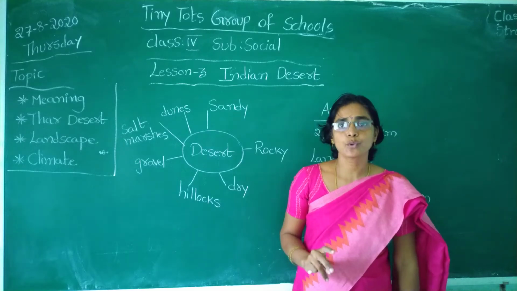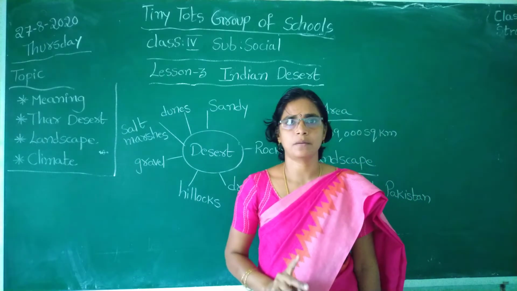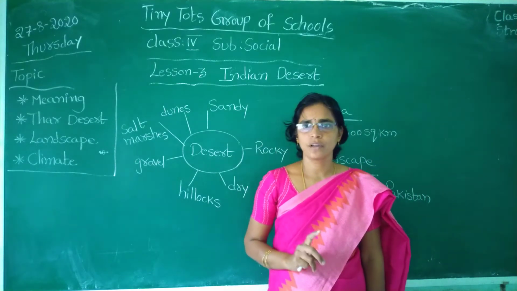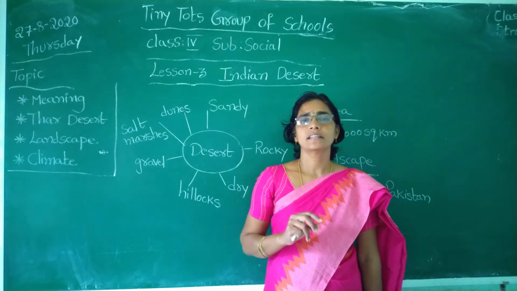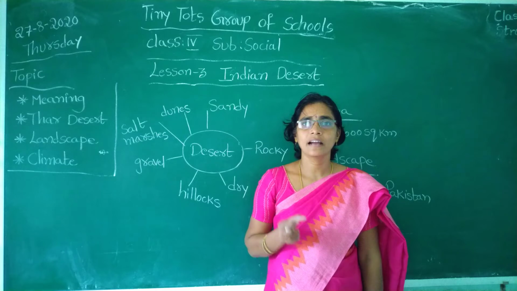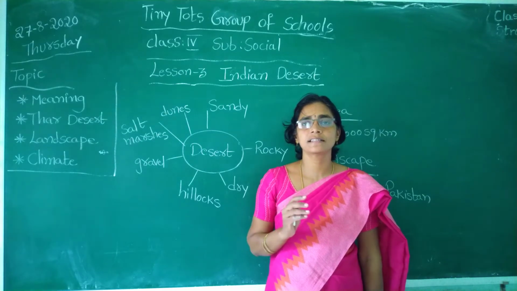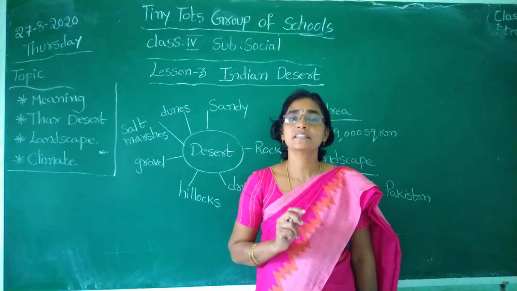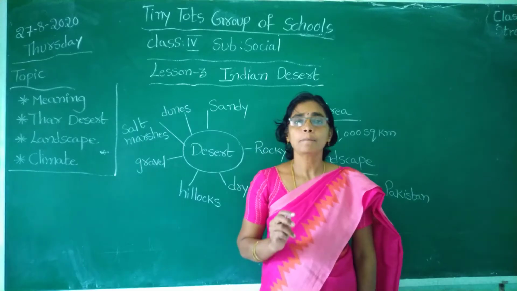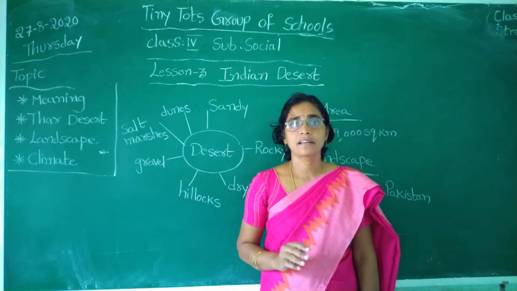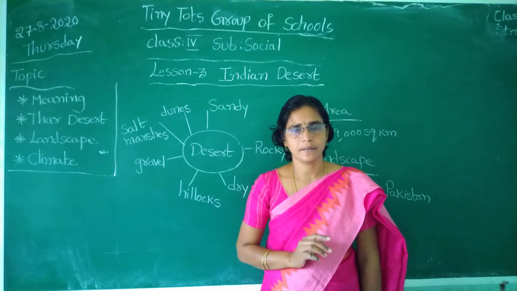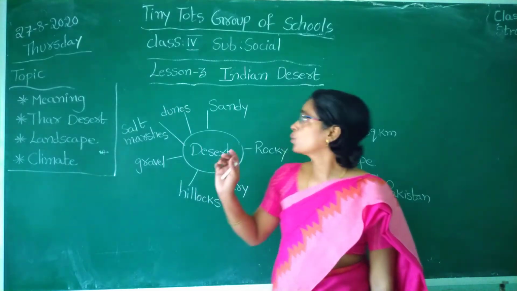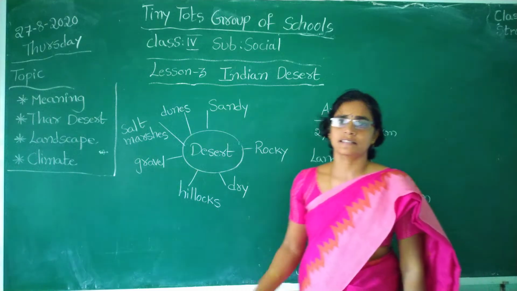Already we came to know about 2 landforms. One is mountain and the second one is plain. A mountain is a high place which is above the sea level. It is very high. And plain is the even land which is equal to sea level. That is called plain. Today we are going to know about the Indian desert.